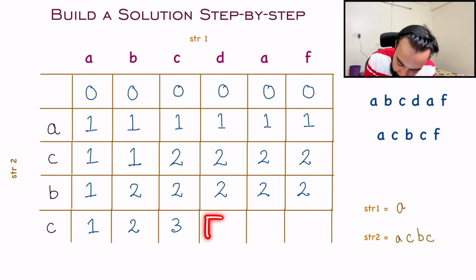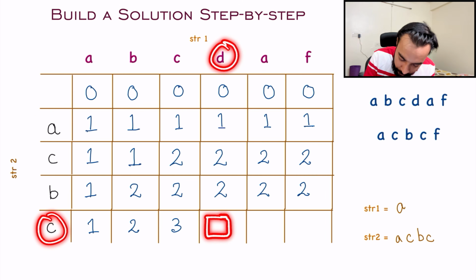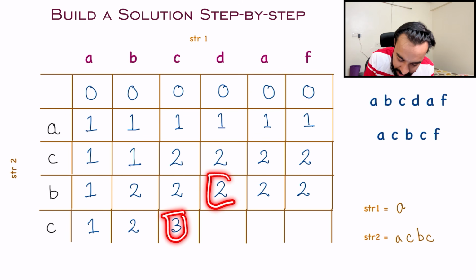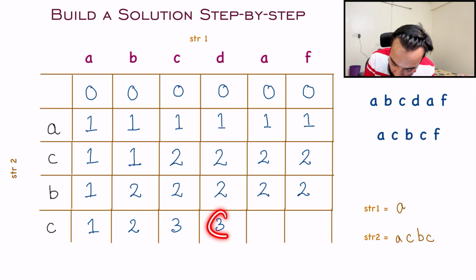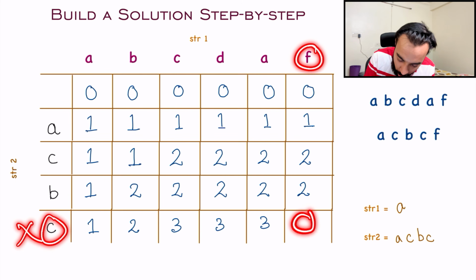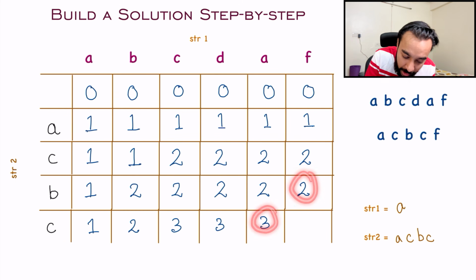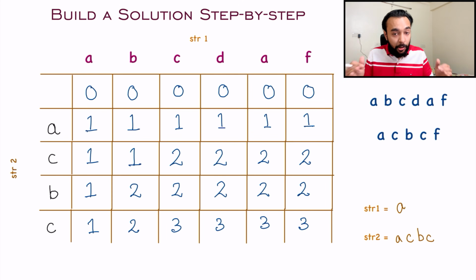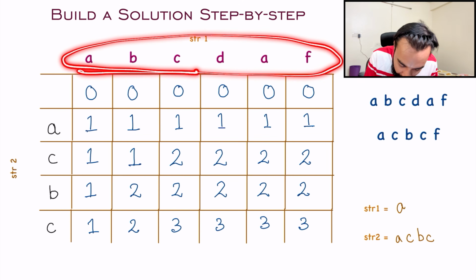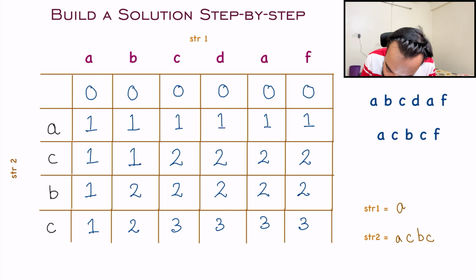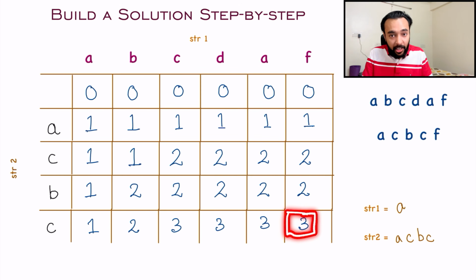This way, keep moving ahead for this block. You compare C and D. They are not the same, so pick up the larger value. 3 is larger, so I write it down. Move to the next block, compare A and C. They are not the same, so pick the larger value of 3 and 2, and you write down 3 over here. Similarly, for the last block, compare F and C. They are not the same, so pick up the larger value, and that is 3. So once again, you have completed one more character. So if your first string was A, B, C, D, A, F, and your second string was A, C, B, the length of the longest common subsequence will be 3.